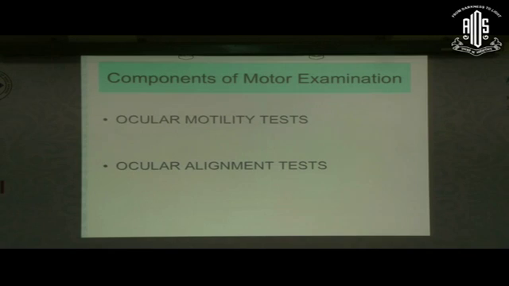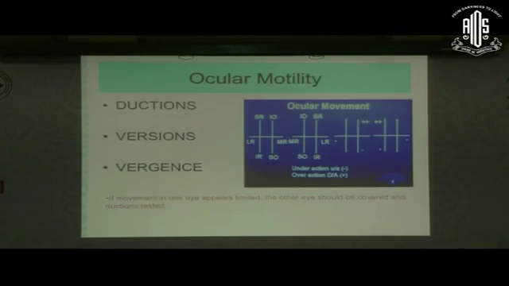Okay, we move on to the motor examination. And we can divide them into ocular motility tests and ocular alignment tests. Ductions and versions, right? What are ductions? Uniocular. What are versions?